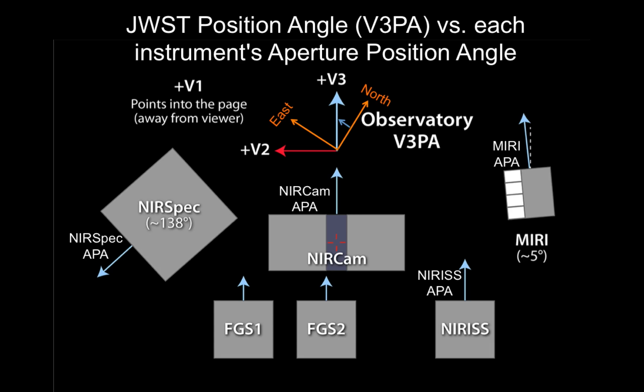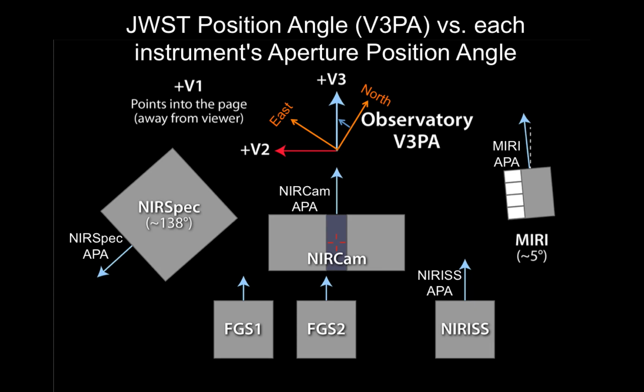Here's a definition, a footprint of all the instrument field of views in the focal plane of James Webb. And here are a few important things to keep in mind. First, the reference coordinate of James Webb is called the V3 position angle, V3PA. It's the angle relative to north, celestial north, that the observatory as a whole is pointing towards. So, if your V3PA is 0, then you're pointing north.